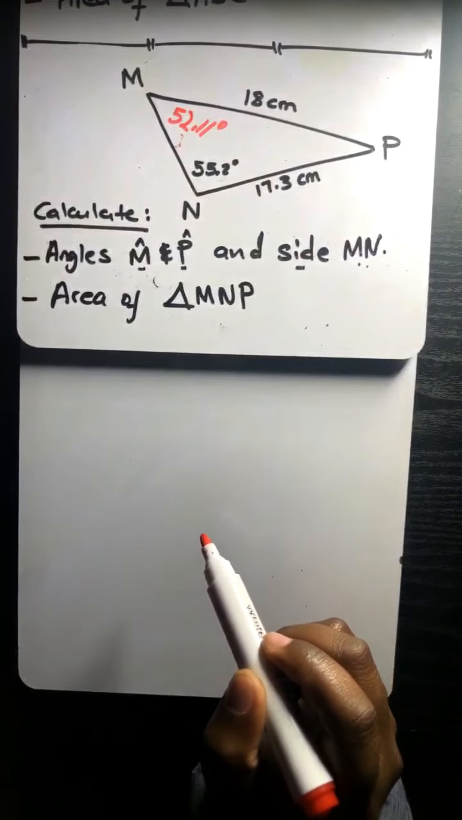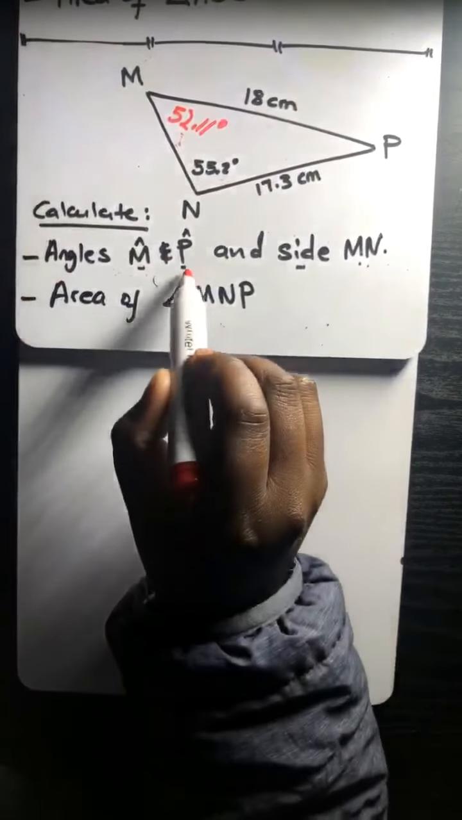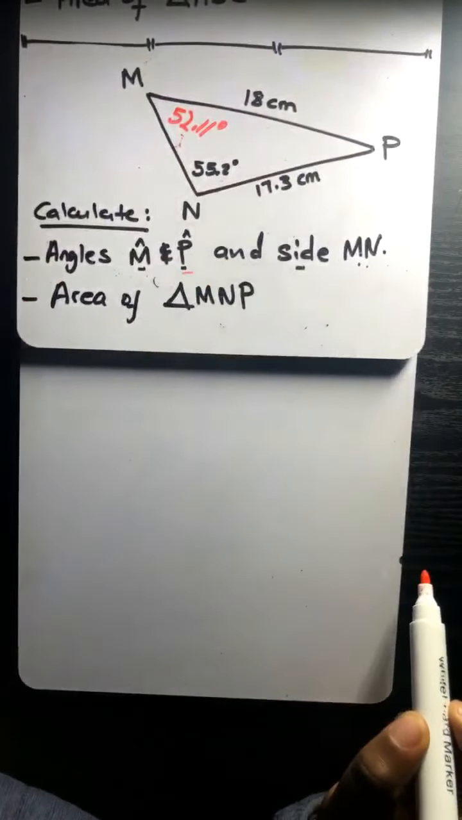So now, how can we now get that angle P? Can I choose Maskete?